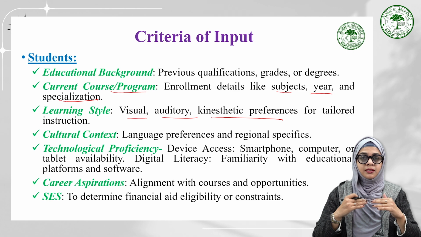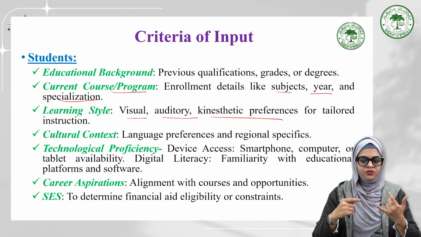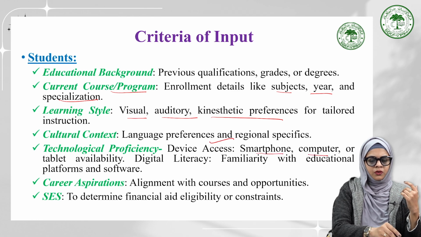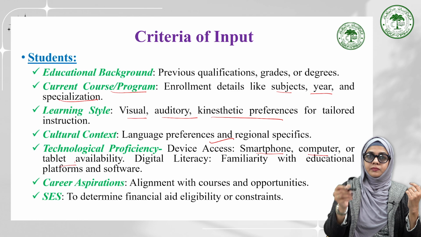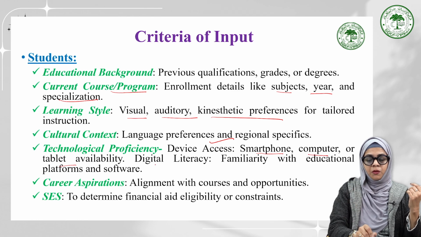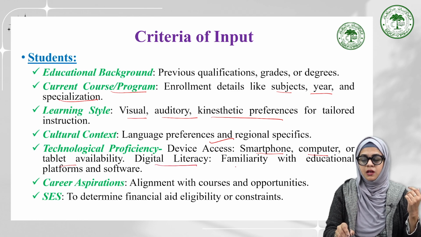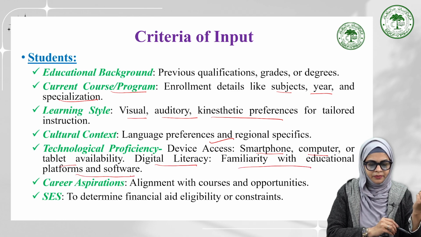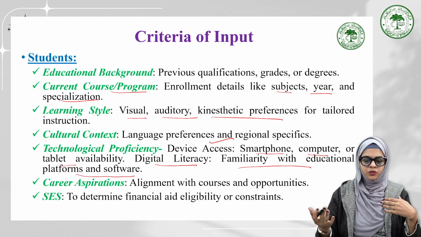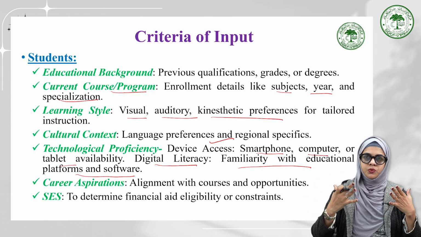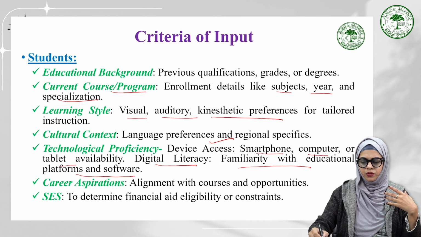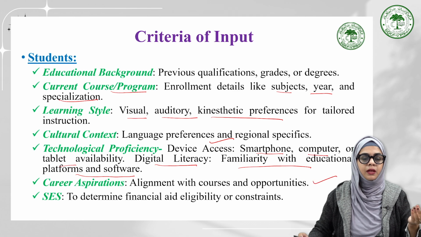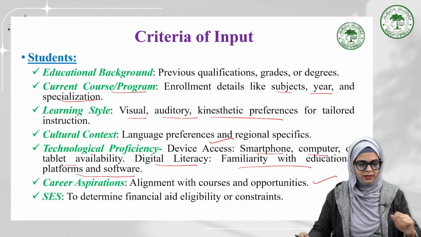Technological proficiency is another criteria. That is related to device accessibility. Do they have smartphones, computers, or tablets available? And with the availability, we have to talk about digital literacy as well. How familiar are they with the education platforms and software? Then comes career aspiration also. Do the students have aspirations aligned with the courses, or the opportunities provided to them? That will come under this particular criteria.